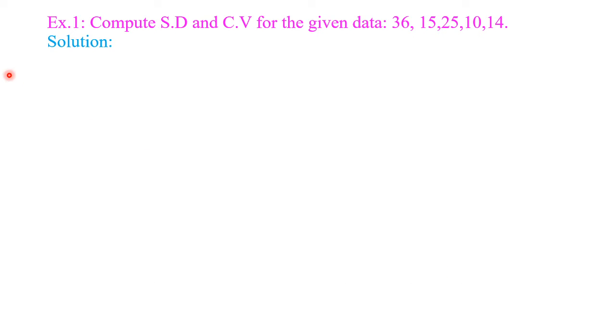Let us solve some examples of standard deviation and coefficient of variation. Example number 1. Compute standard deviation and coefficient of variation from the given data. The data is 36, 15, 25, 10 and 40.